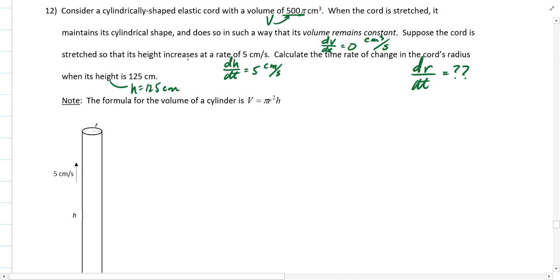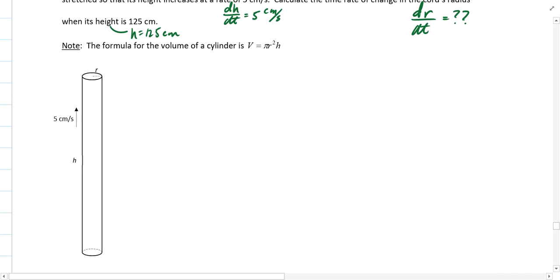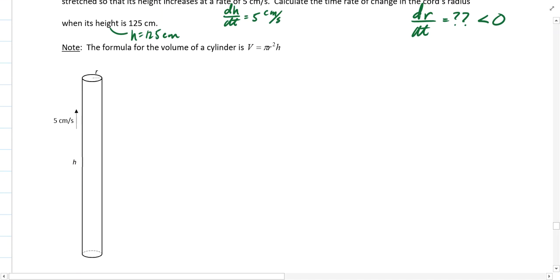So once it's stretched to 125 centimeters, at what rate is the radius changing? Now, we may have to calculate the initial height, but let's suppose that the height is currently less than 125. You could imagine that if the volume remains constant and we're stretching this cord in this direction, the radius itself must be decreasing. So I would expect to see some sort of negative value here. That's at least my preliminary guess. Let's see if our math supports that notion.